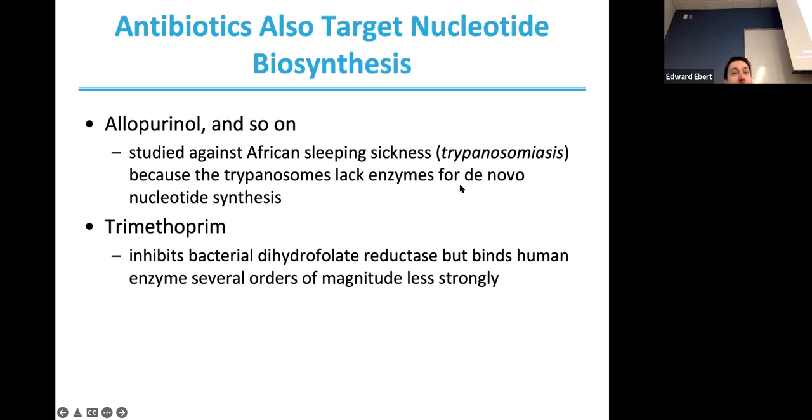But again, trypanosomes have to acquire nucleotides from diet and salvage. They cannot make them de novo. So trimethoprim, again, is another antibiotic that inhibits the bacterial dihydrofolate reductase, but it binds to the bacterial version much better than the human version. So you might see a very mild decrease in the human form, but these prim-type drugs are antibiotics that target bacterial nucleotide biosynthesis.